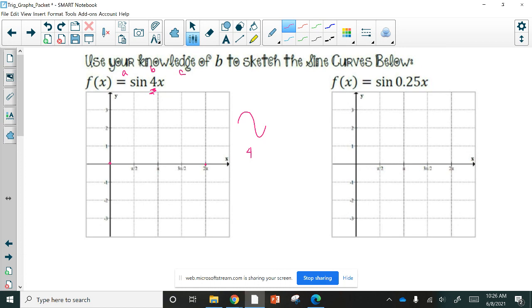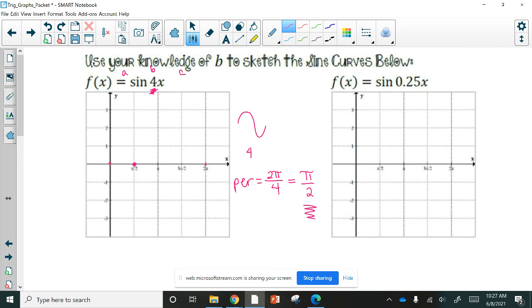Okay? Find the period. The period is 2 pi over b. b is 4. 2 pi over 4, well, that reduces to pi over 2. The 2 goes into the 4 2 times. So this becomes pi over 2. This is where one cycle will end. This is pi over 2 right here. I know it's kind of hard to read. So this right here is where one cycle will end.